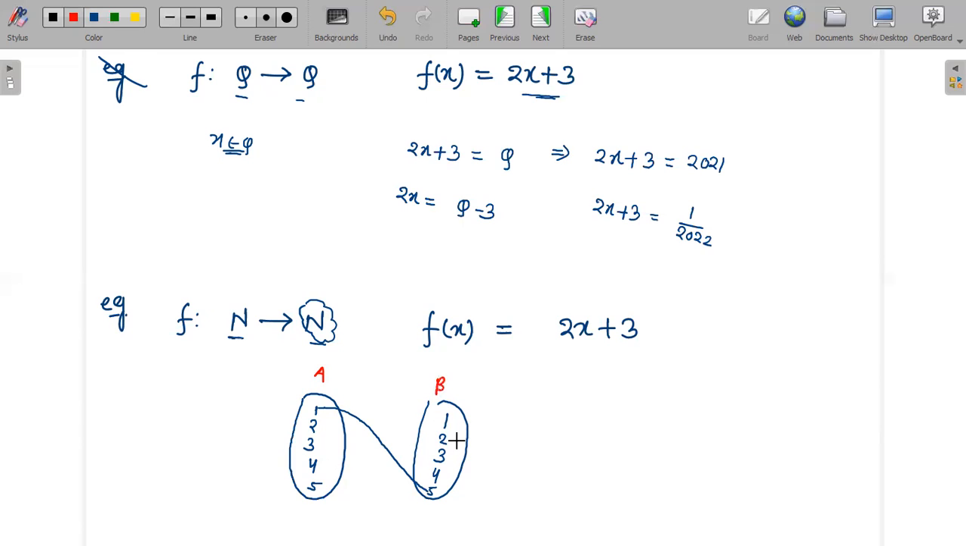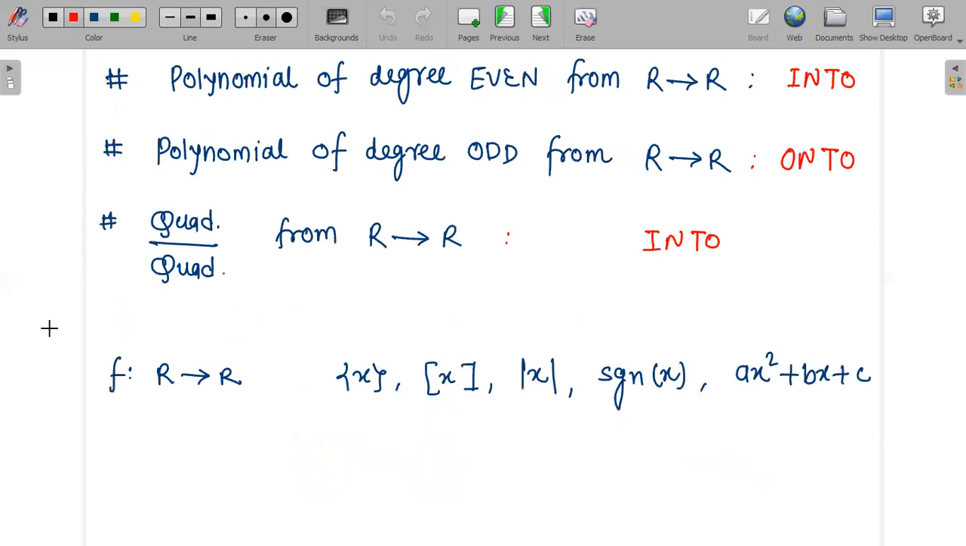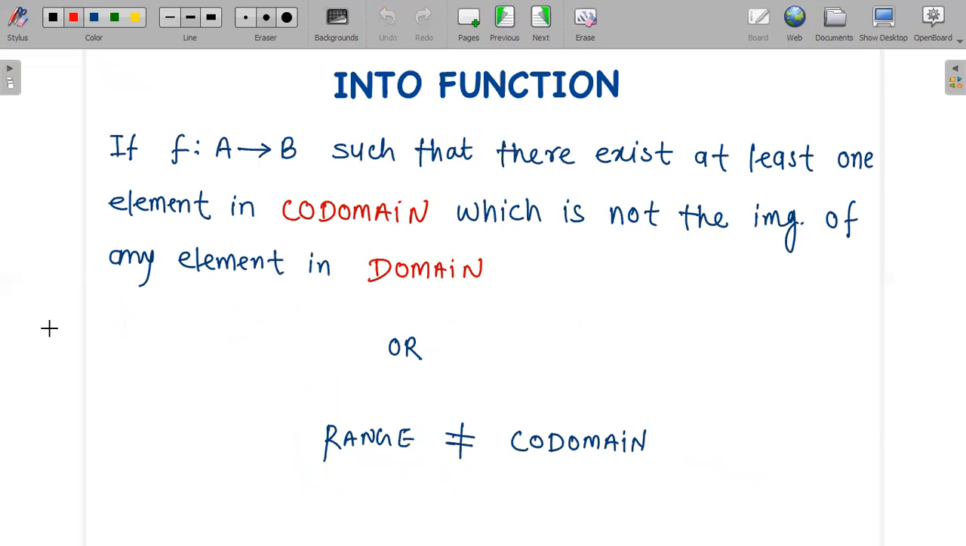Correct. So this indicates that a part of the codomain is not participating in the range. Hence, range is not equal to codomain. Am I right? So if it is not equal to codomain, then we would say your function is not onto. Functions which are not onto are usually called into functions.